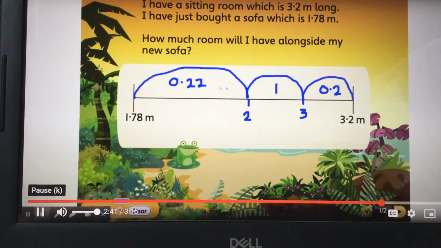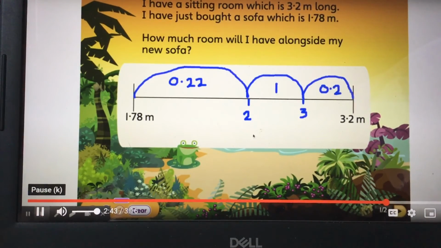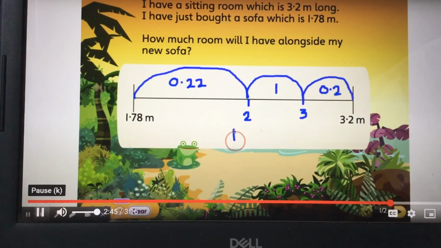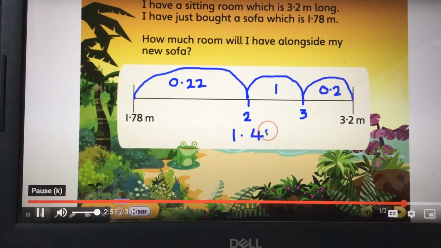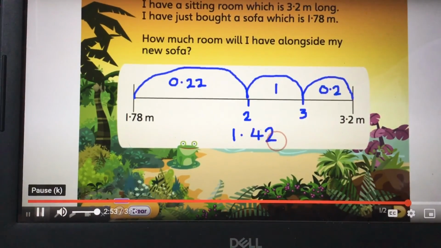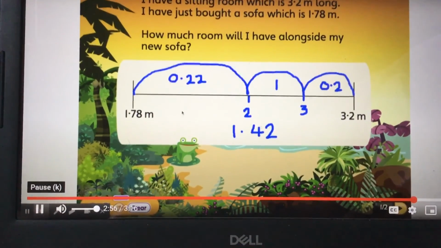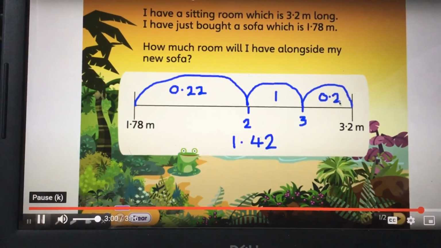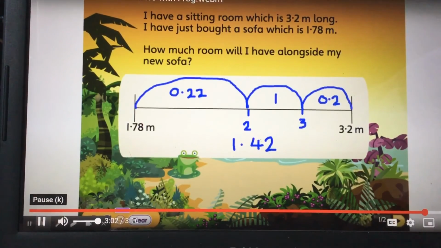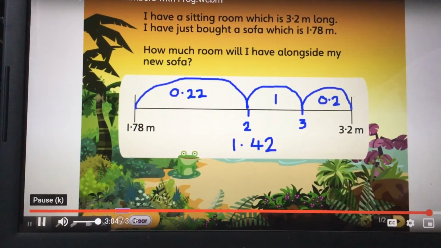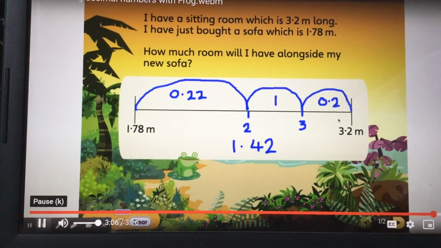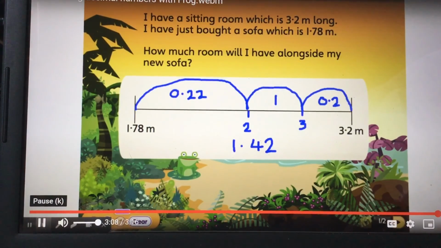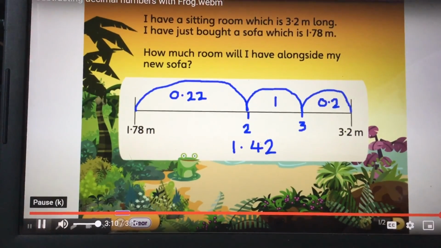And then I can add my jumps together. 1 add 0.22 add 0.2 is 1.42. Okay? And remember, as I said at the beginning, that is the process, and I don't know about you, but that is the process that I would go through in my head to solve that problem, okay? So that is why we're using the frog jump. That is why we're using our number line, okay?